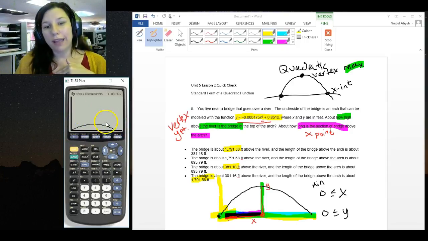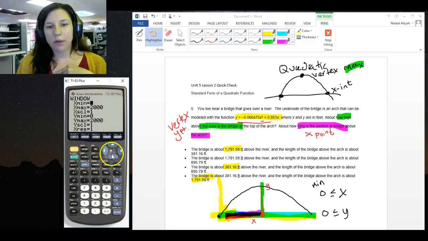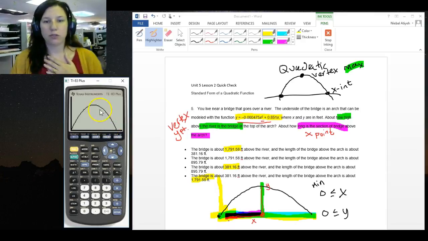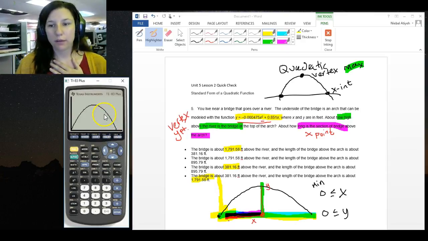Now when I'm looking at the graph, I notice there's a lot of Y here. My height is a lot bigger than it needs to be. So let's go back to our window. I want to cut this number down. So let's try 500. All right. So I've got a nice clean picture of my quadratic.